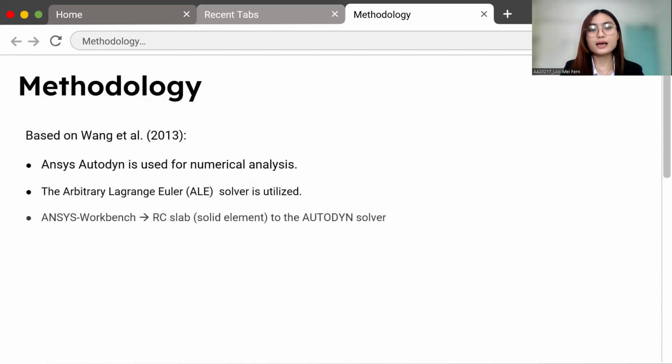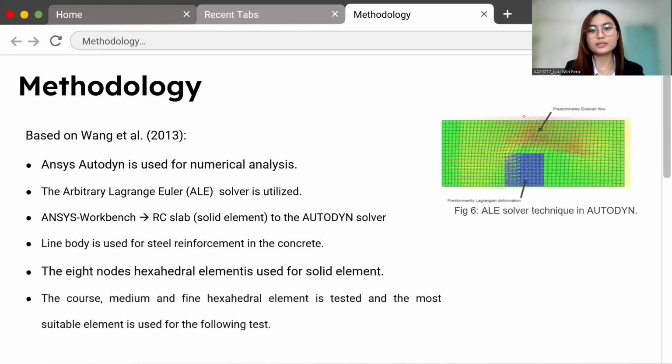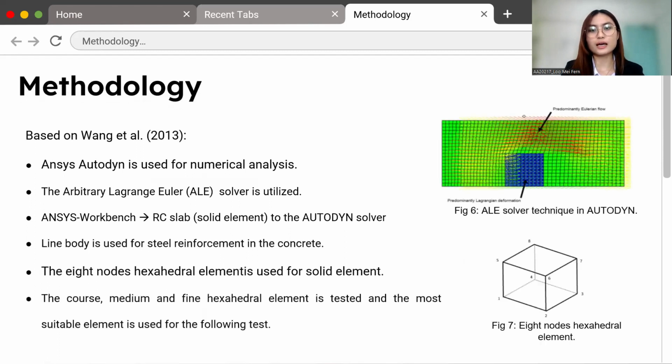In this thesis, ANSYS Autodyn and the arbitrary Lagrangian-Eulerian solver are employed for numerical analysis. Before exporting the RC slab to Autodyn for blast and impact analysis, solid element identification is carried out in ANSYS Workbench. ANSYS utilizes line bodies for steel reinforcement, and 8-node hexahedron elements are employed for solid elements. Testing coarse, medium, and fine hexahedron elements is carried out.